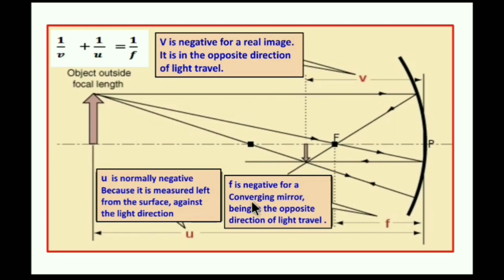F is the focal length. Focal length is negative for a converging mirror, being in the opposite direction of the light travel. V is the image distance. V is negative for a real image, as it is in the opposite direction of the light travel. So let us see where the image will form in this case.